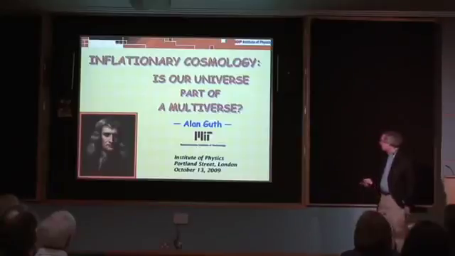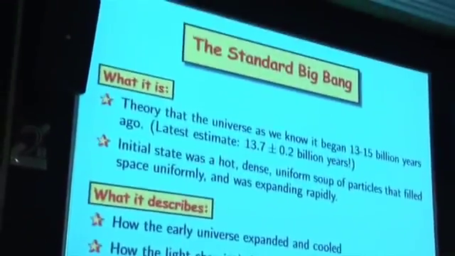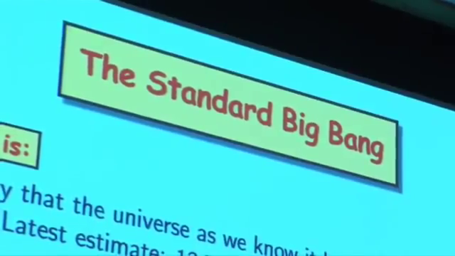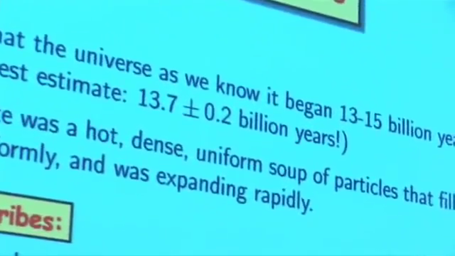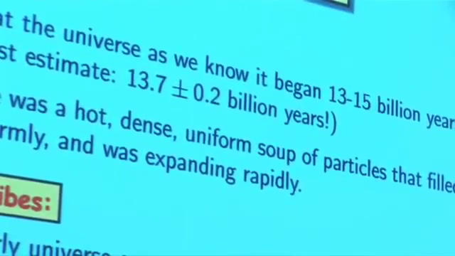So, to begin, I want to begin by talking about the standard Big Bang theory, the theory that existed basically before inflation was discussed. The theory is basically the theory that the universe as we know it began some 13 to 15 billion years ago. And now, in fact, we think we have a very precise estimate of that age, 13.7 plus or minus 0.2.